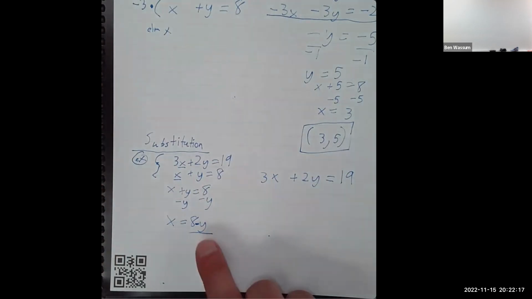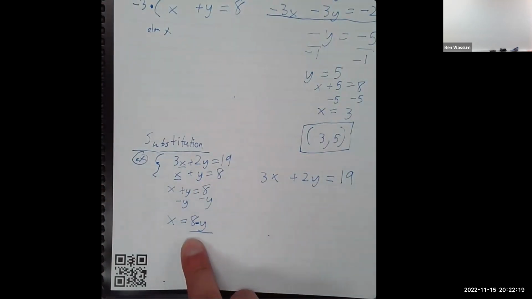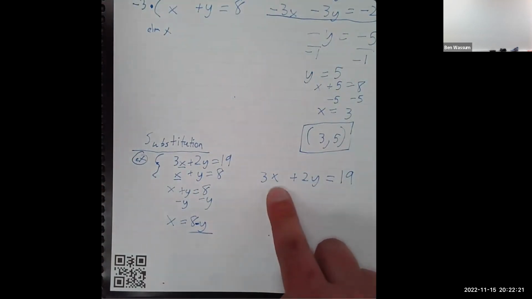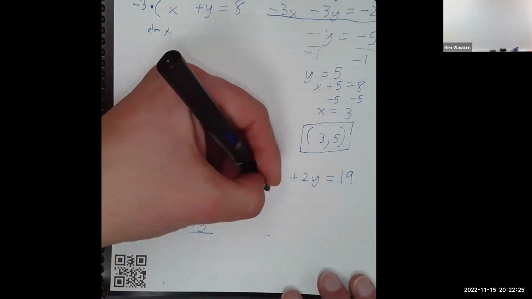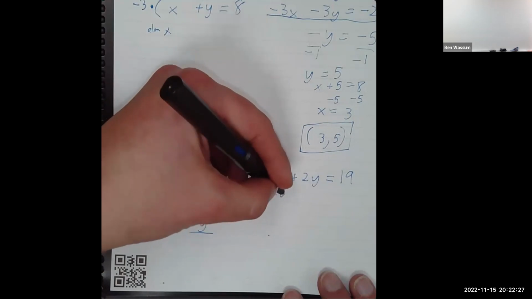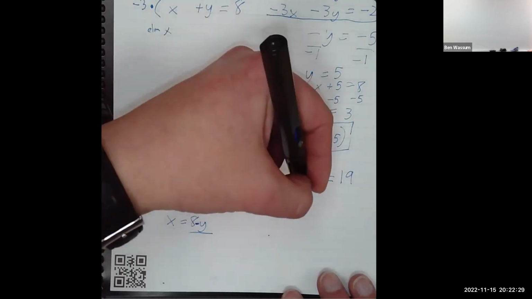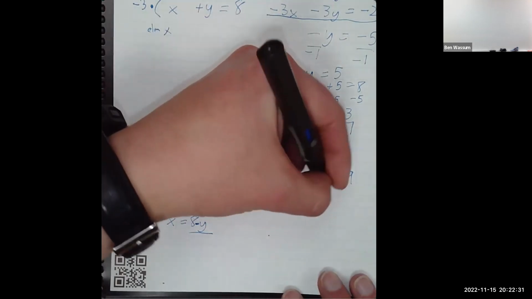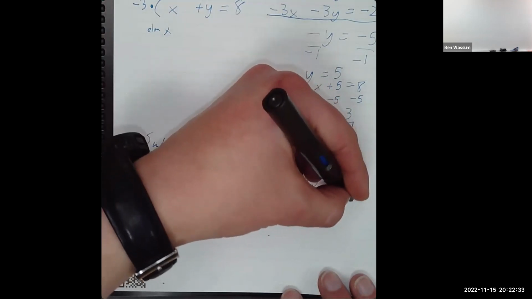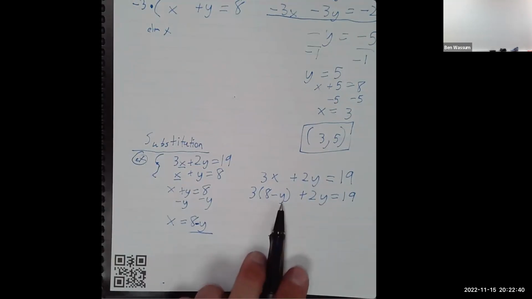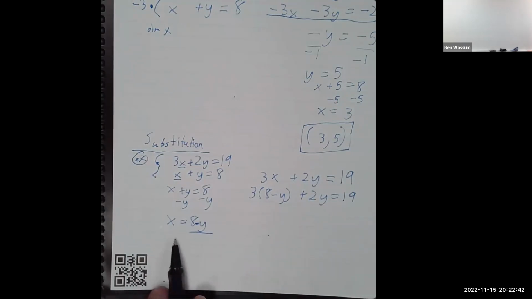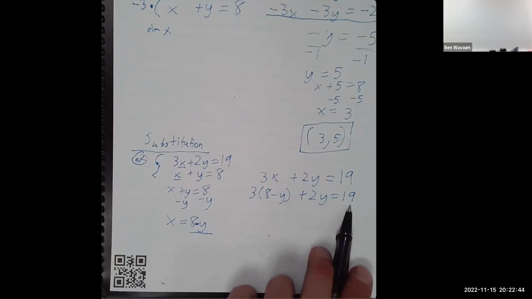Well, now we're saying that x is equal to 8 minus y. So we actually substitute it, put 8 minus y in parentheses instead of that x, and rewrite the rest of it exactly the same. So we have 3 times (8 minus y), which we've said is equal to x, plus 2y is 19.